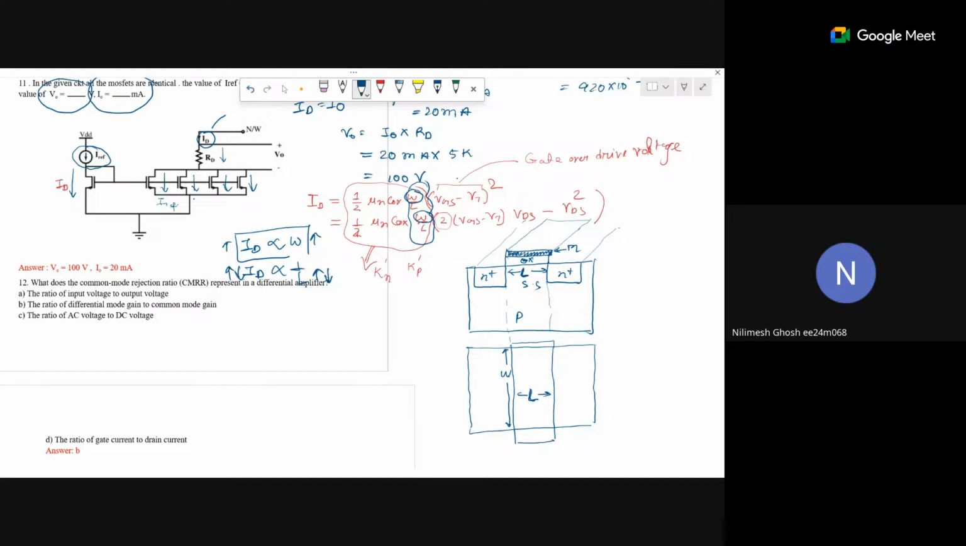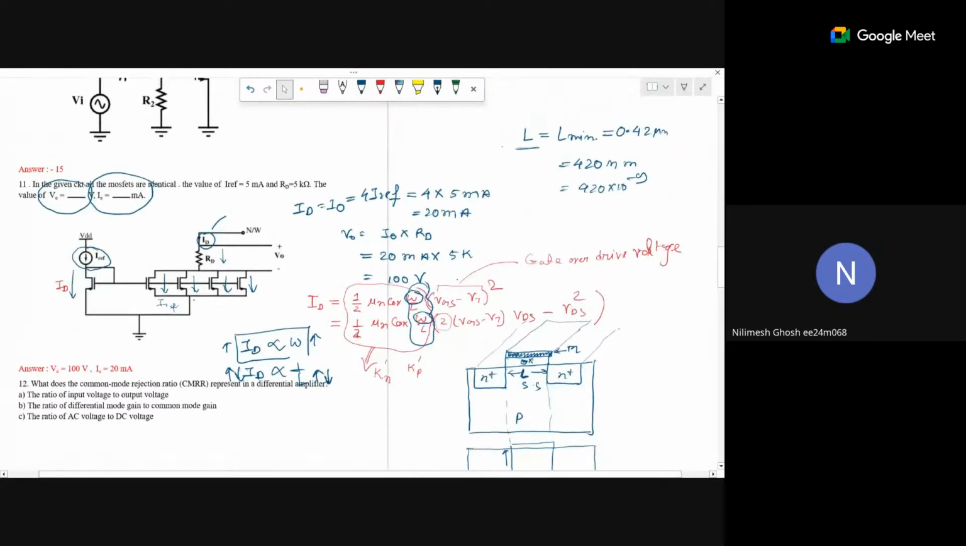Now someone says, sir, why increase only W? You can also decrease L, and that will also make our current higher. But just now I told you the minimum length is defined for a technology node. You can't make it less than that. There is a fabrication limit, and below that limit you can't lower the length of the gate. We can't do anything about the length. That is why we are always trying to manipulate W according to our need.